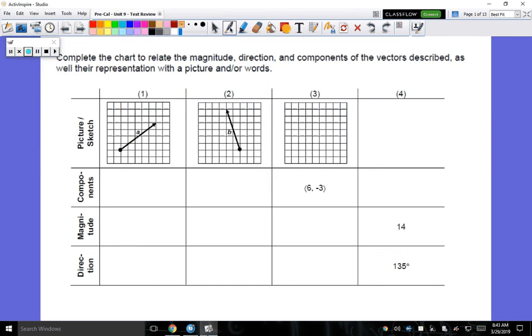So let's look at numbers 1 through 4. Okay, we're being asked to either sketch or analyze a picture, and then list the components, the magnitude, which we've seen with this notation, and the directional angle in reference to the unit circle. Okay, so let's look at the first one.